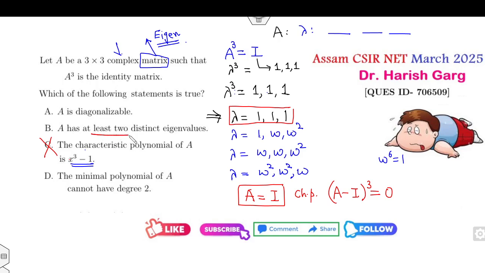A has at least two distinct eigenvalues. That's again wrong. अगर आपने A को I ले लिया तो eigenvalues क्या आ रही है आपकी 1 1 1 and two eigenvalues distinct होंगी, कोई गारंटी नहीं.